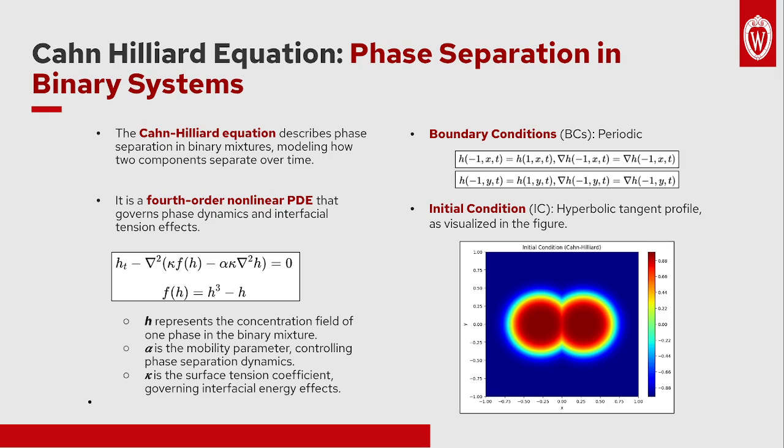The initial condition specifies the state of the system at time 0. You can see our initial condition visualized. We use a hyperbolic tangent profile, as seen in the figure. This is where our network starts its computations. Now that we have a basic understanding of the Cahn-Hilliard equation, we will go into detail on the specifics of our problem.